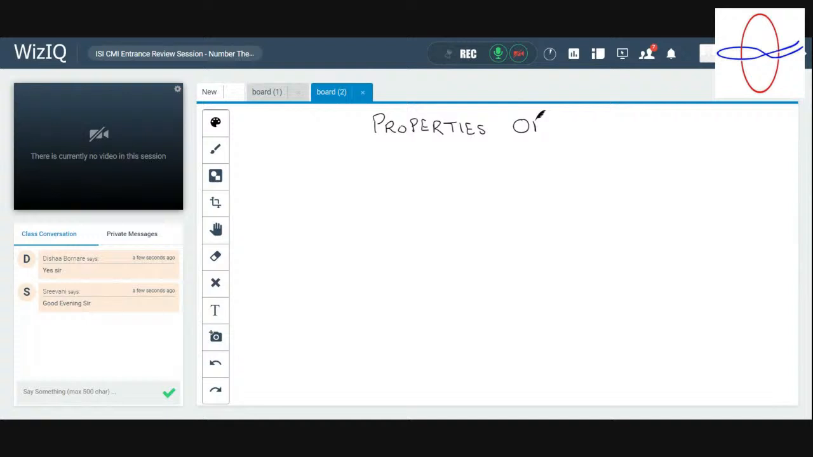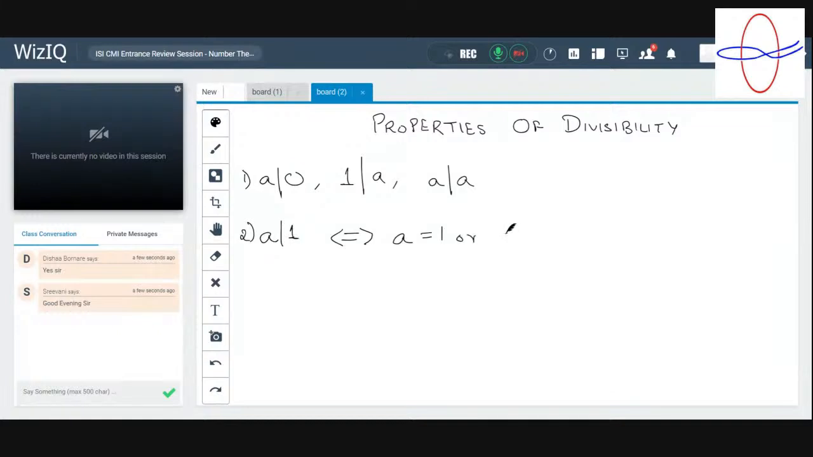Properties of divisibility. First, any number A always divides 0, and the number 1 always divides A, and A itself always divides A. If a number divides 1, then that is equivalent to saying that the number is either 1 or minus 1. There are no other divisors of 1.